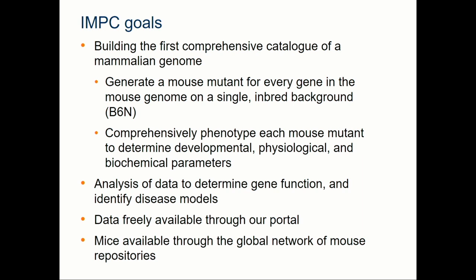We collect together all the raw data and run a statistical pipeline to identify statistically significant genotype-phenotype associations, and also integrate other disease sources. The key thing is that all the data is made freely available to anyone through our portal, and all the mice are available at low cost through the global network of mouse repositories. So if you find some interesting data, you can order the mouse and perform further studies to look at the disease mechanism and perform therapeutic studies.